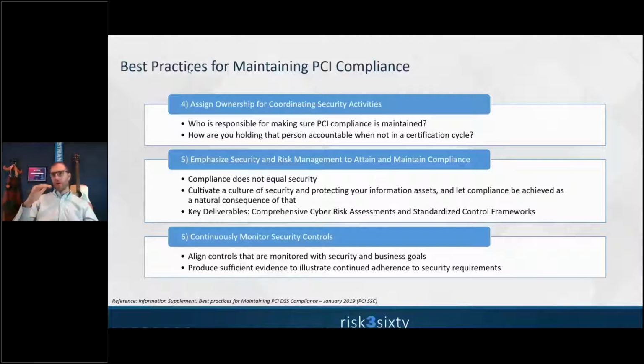So part four, or I guess the fourth element, is assigning ownership. Specifically, assigning ownership for coordinating the security activities, right? So number one, who's responsible for actually maintaining PCI compliance? Like, who's the person overall, right? And then for every one of your security activities, and we actually have an accelerator that's associated with this, which I'll get to towards the end, do you have the individuals assigned to each of the security activities that you need to do throughout the year, right? And how do you hold people or a person responsible for maintaining, one, a PCI compliant program, and two, making sure those individual activities get done.